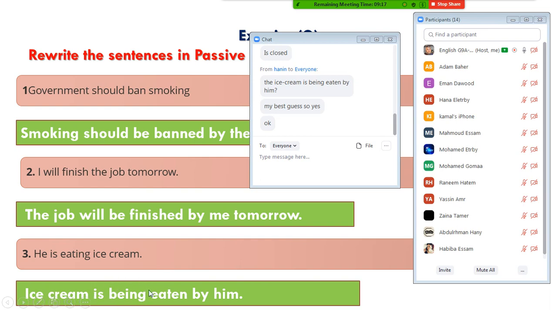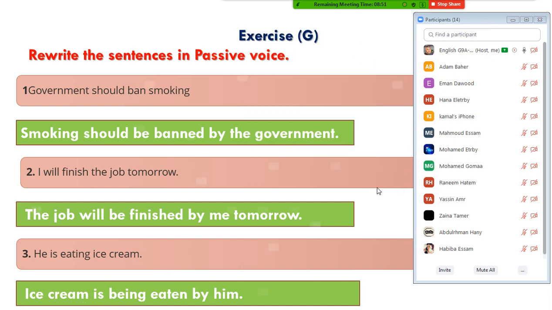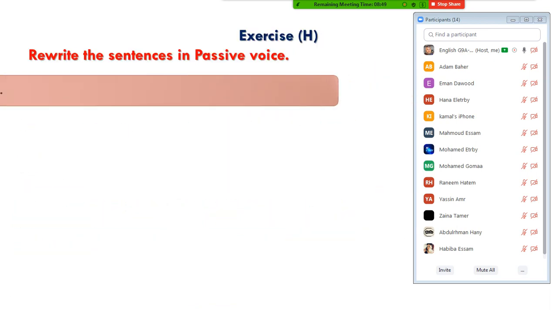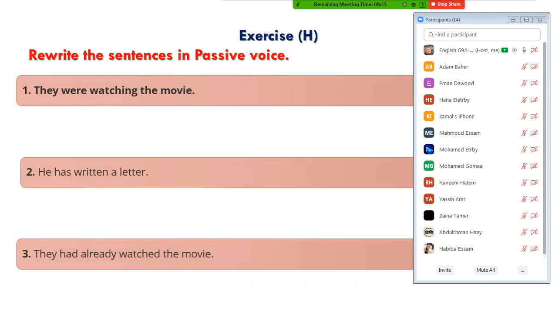Why being here, Iman? Because the tense here is what? Present continuous. I have ing in the verb, is eating. So I keep the verb to be in the present as it is, followed by the gerund of verb to be, which is being. The ice cream is being eaten by him. Okay, you are doing good. I believe that in your quiz tomorrow, most of you will get the full mark.